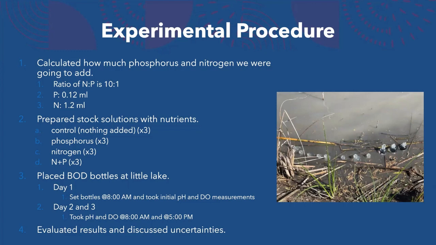We had 3 BOD bottles with nothing added, which were our control. We had 3 with phosphorus, 3 with nitrogen, and 3 with both of them, N plus P. Then we placed our BOD bottles at Little Lake. On day 1, we set them at 8 a.m. and took initial pH and DO measurements. For days 2 and 3, we took pH and DO at 8 a.m. and 5 p.m. And lastly, we had to evaluate results and discuss uncertainties.